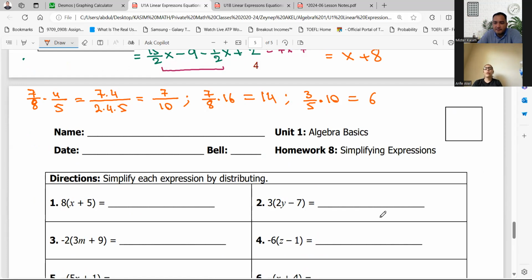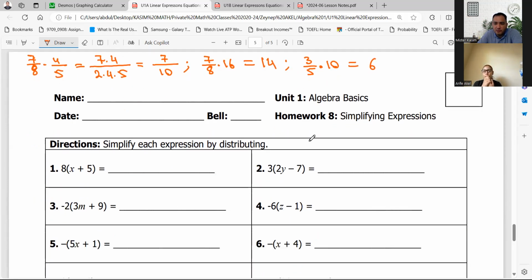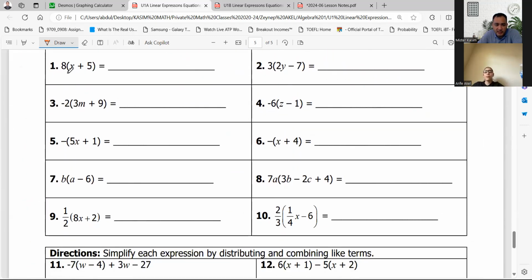Can you do that? Can we do the first question together so I know how to do it? But this one, we have just done this. Similar questions at the top, all are similar. Okay, look, 8 times x, 8x plus 40.